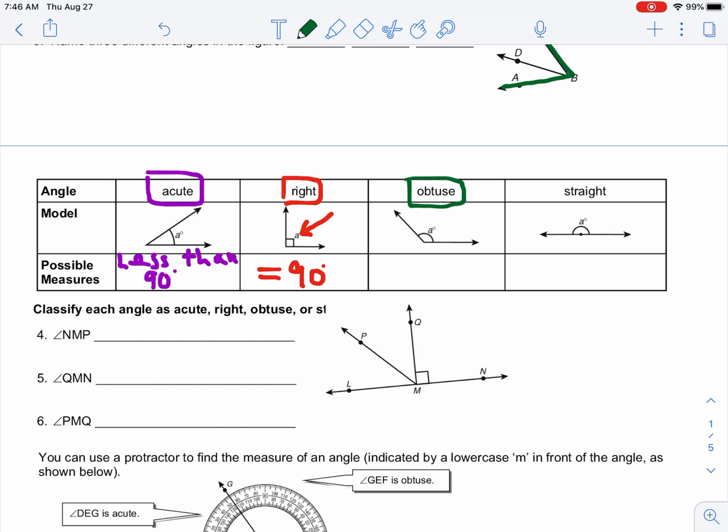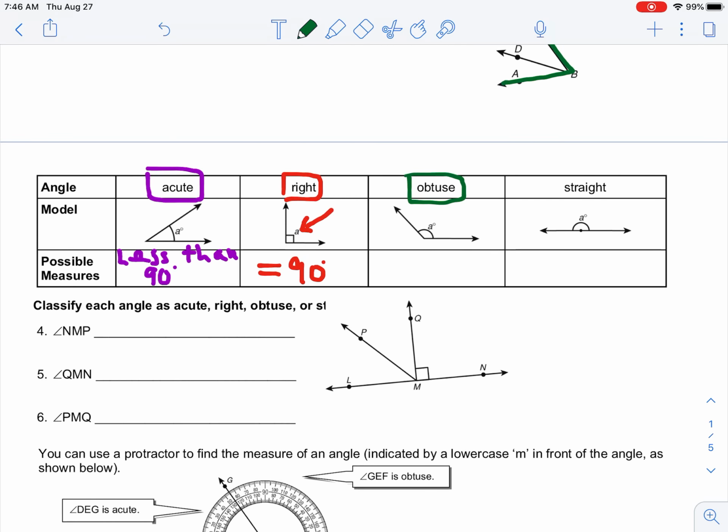Obtuse is our third type of angle. Those are angles that are more than 90, and they're less than 180. So they're somewhere from 90 to 180. It can't equal 90, it can't equal 180, it's got to be somewhere in between.